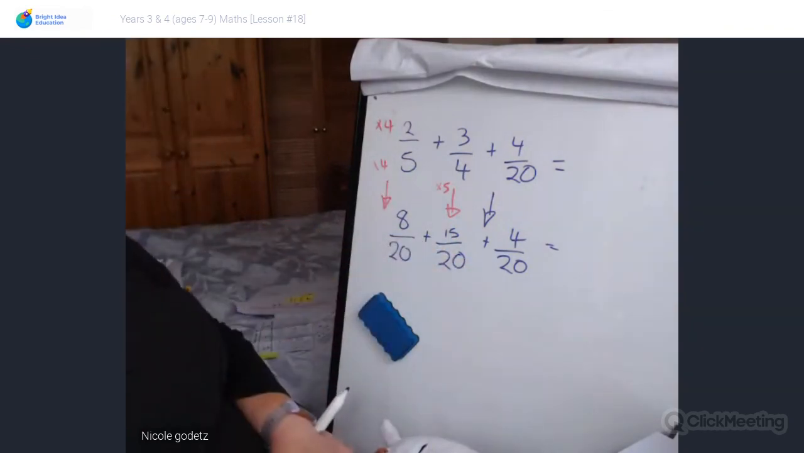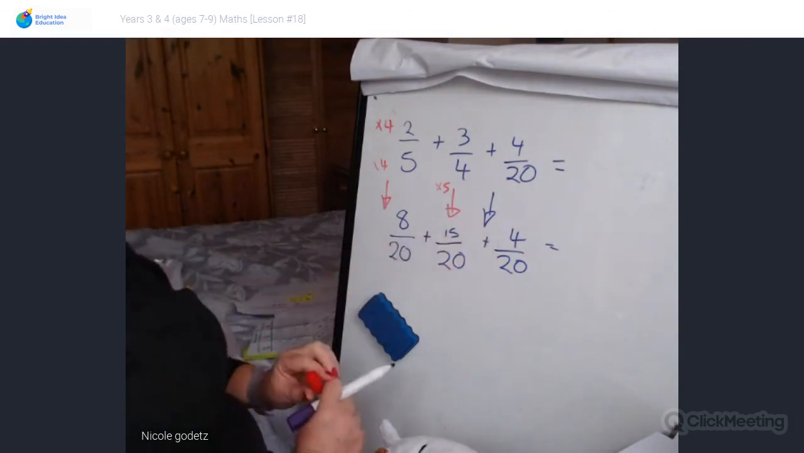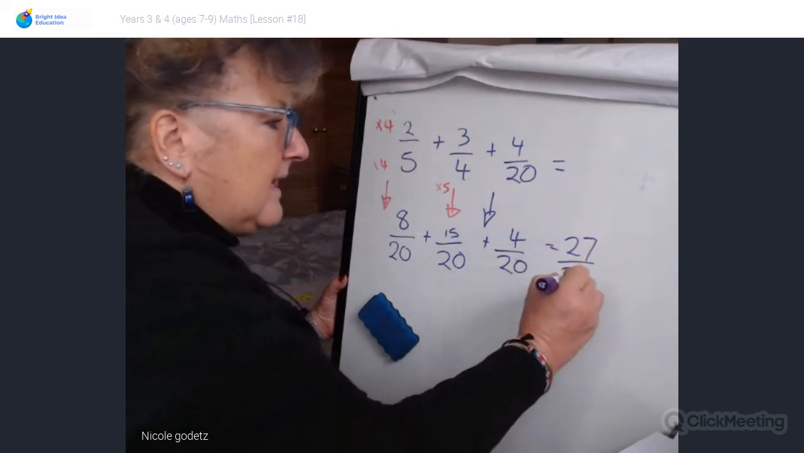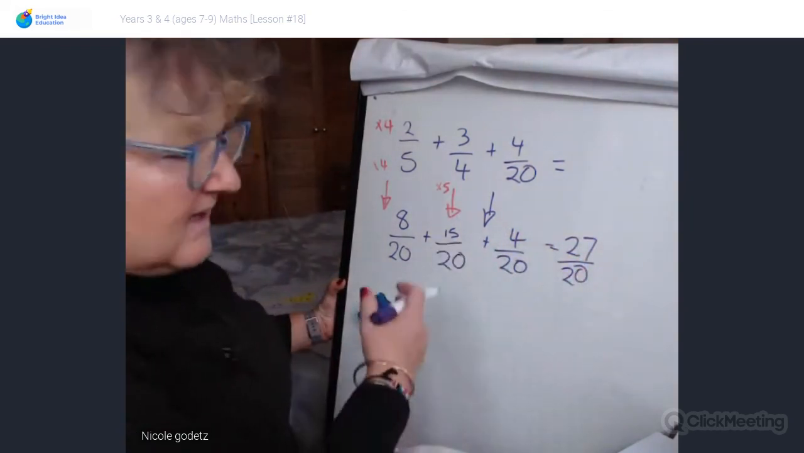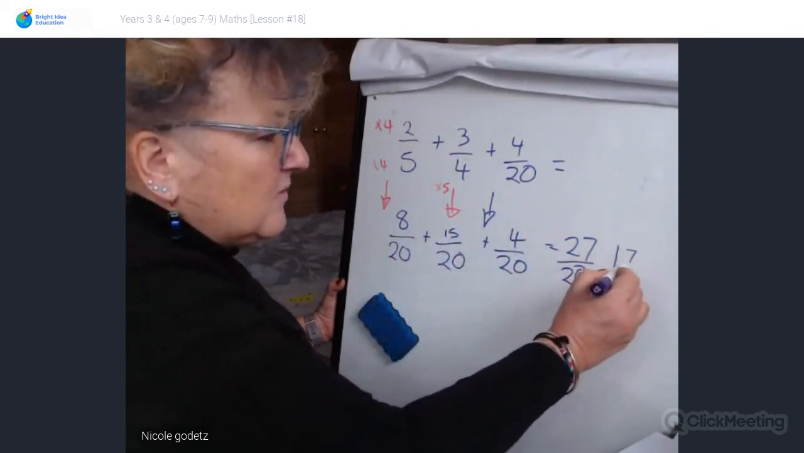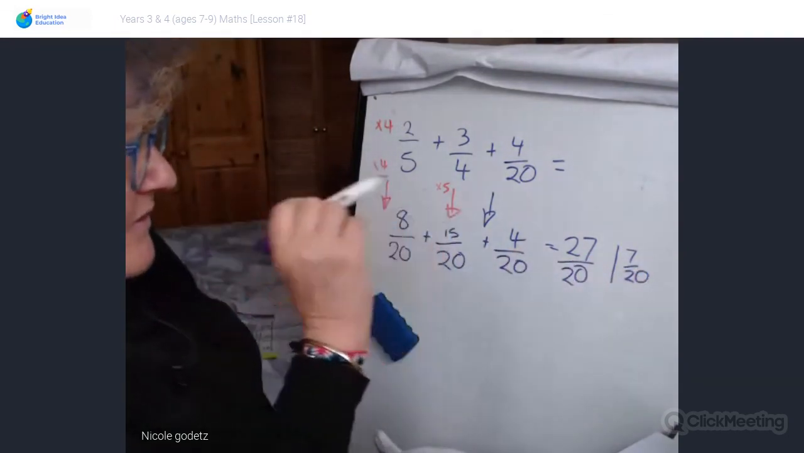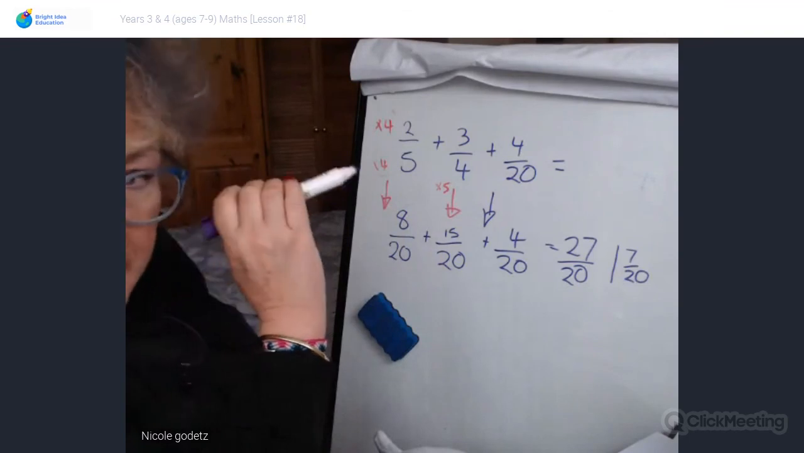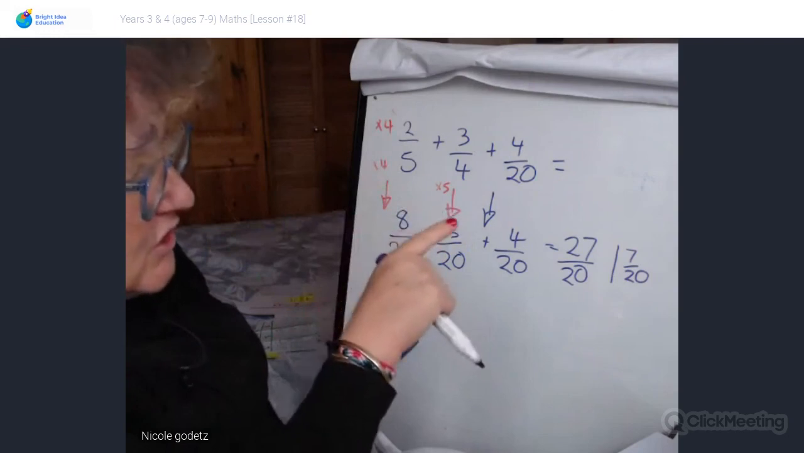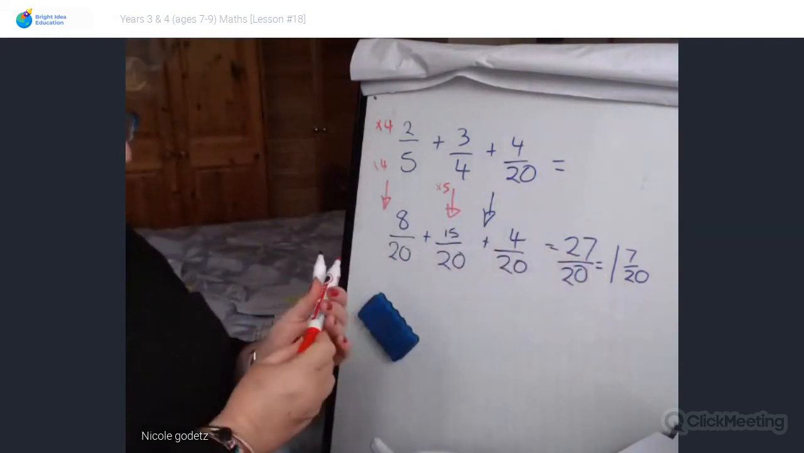Now I can add up. 8 and 15 is 23, and 4 is 27. Improper fraction. I can make a whole out of that. 20/20 leaves me with 7/20 left over. Can I simplify that? Is there a common factor of 7 and 20? No, there is not, because 3 7s are 21. So the end number is 1 and 7/20.